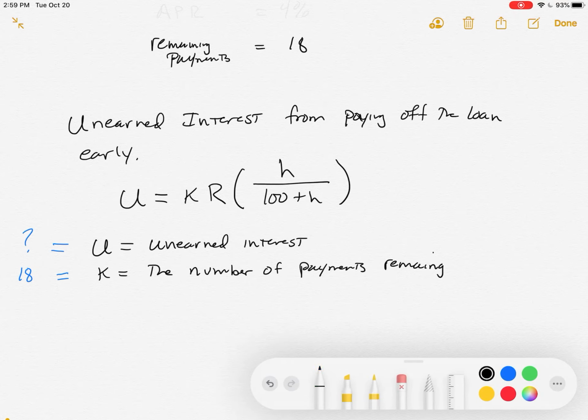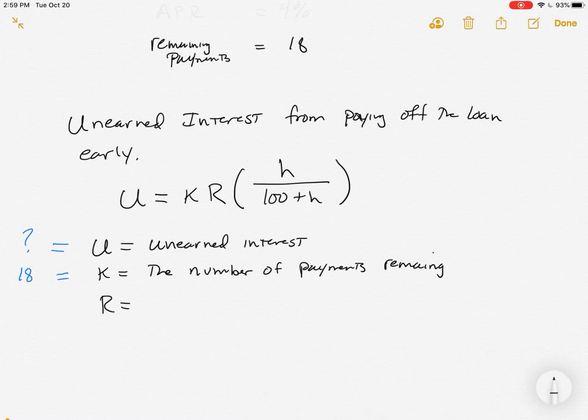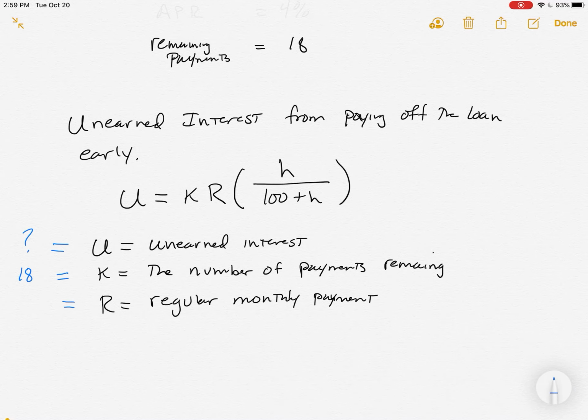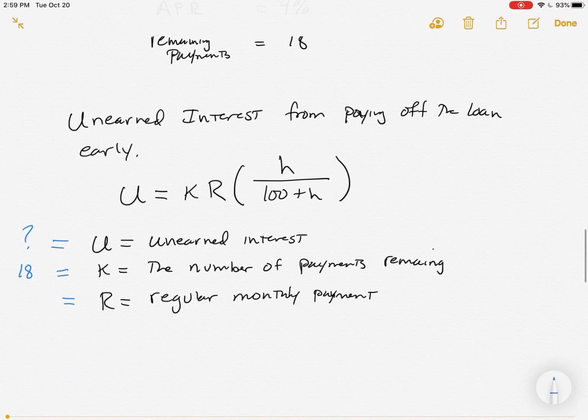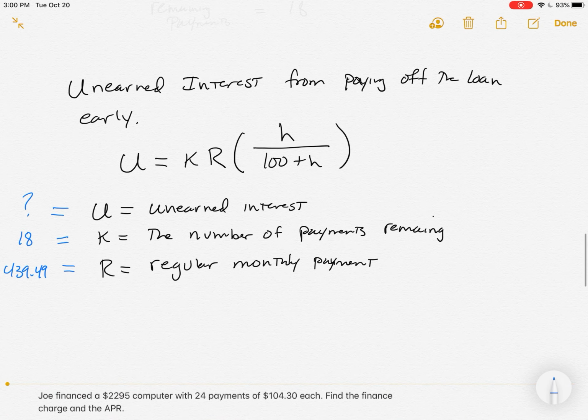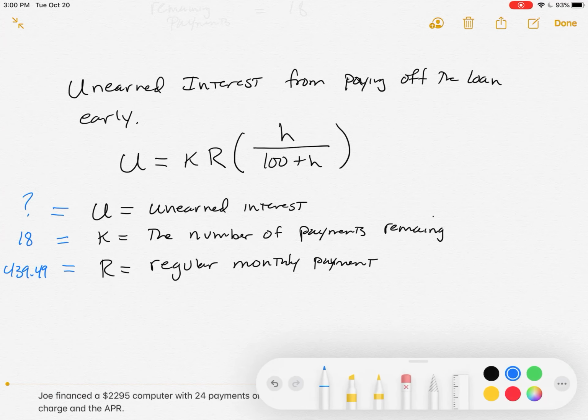The next variable that we see is R. R is the amount of the regular monthly payment. And we know what that is for our problem. That is, let me see it again, $439.49. So all of these numbers we just kind of have so far, with the exception of H.